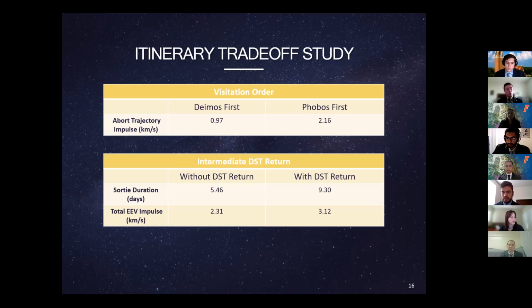We found that by not performing a DST return in between the 2 moons, we would be able to significantly minimize both of these parameters. So that is why we are not performing an intermediate DST return. Next slide, please.